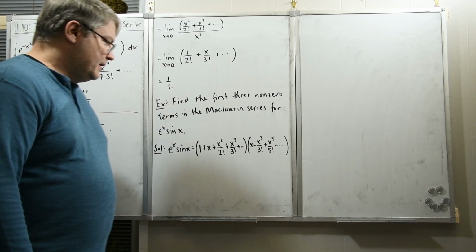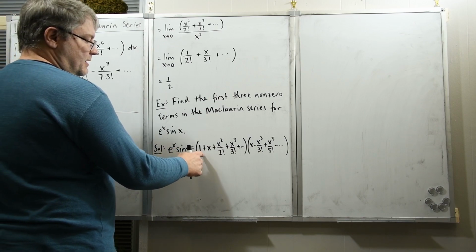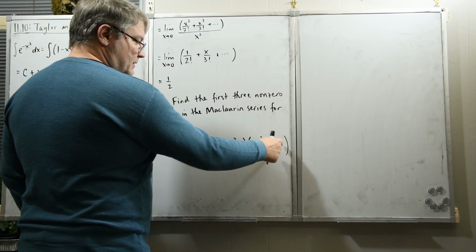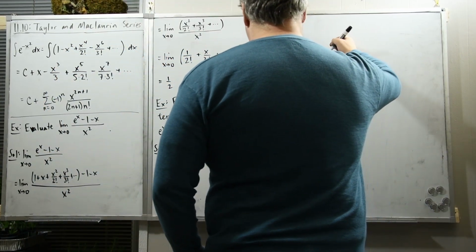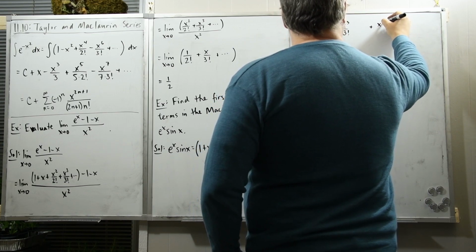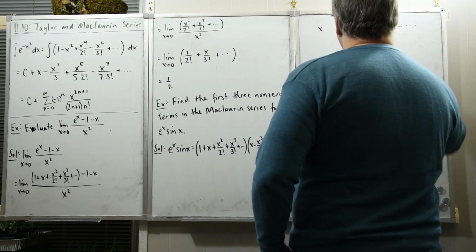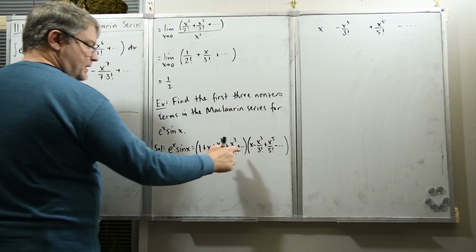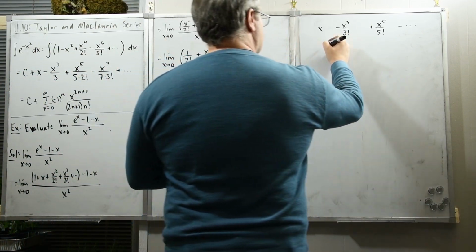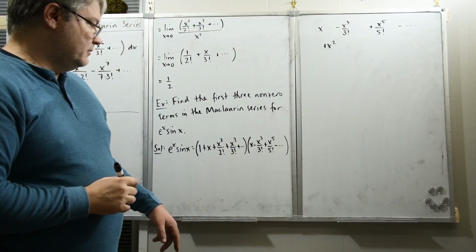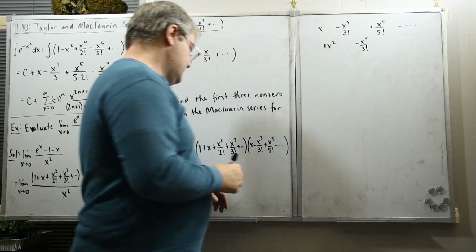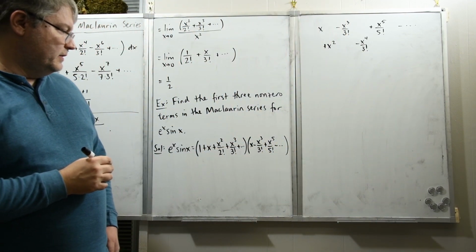Well, think about what would happen if I were to start multiplying each term in this set of parentheses by each term in that set. If I start out with the 1 times these terms, I'm going to get x minus x cubed over 3 factorial plus x to the 5th over 5 factorial and so forth. Then I'll multiply x by each of these terms, and I'll have x times x giving us x squared. x times a negative x cubed over 3 factorial will give us a negative x to the 4th over 3 factorial. And x times x to the 5th over 5 factorial will give us x to the 6th over 5 factorial.